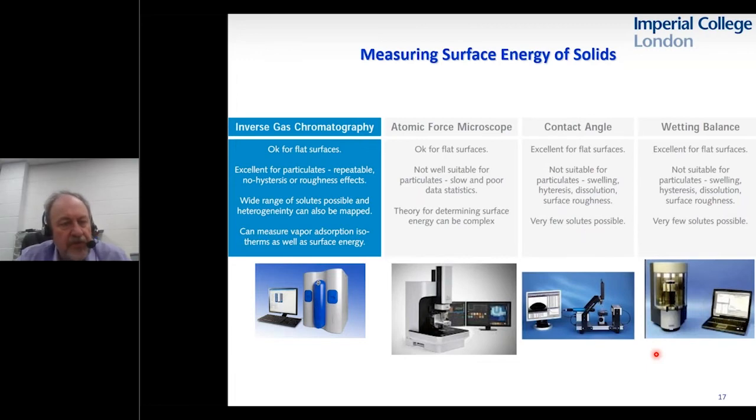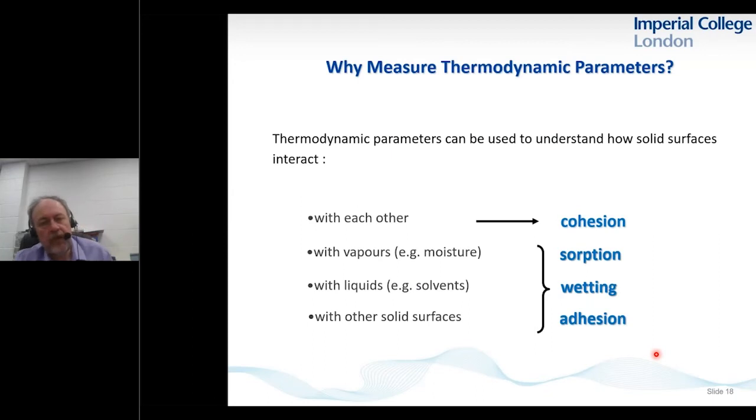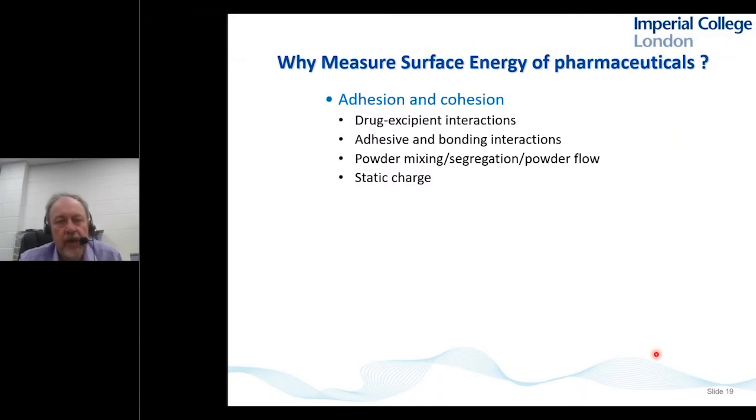I can use a very wide range of solids. I can map heterogeneity. I can also determine isotherms. So there's a lot of things I can do using IGC that I can't do with the other techniques. So for particulate materials, for measuring surface energy, it's the go-to method. Of course, we've heard before, if I measure the surface energy of a material, cohesion, adsorption, wetting, I can get an understanding of those phenomena by measuring the adsorption properties of my surface using IGC.